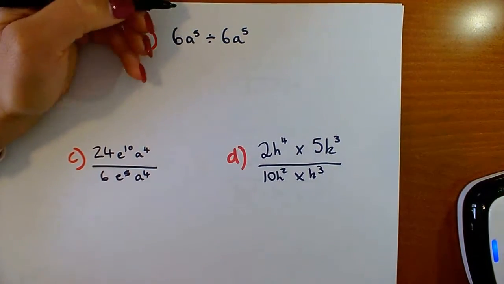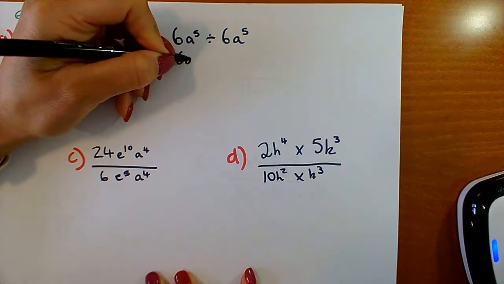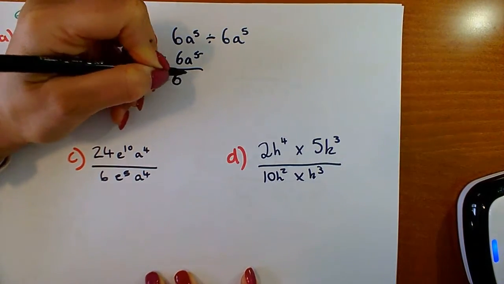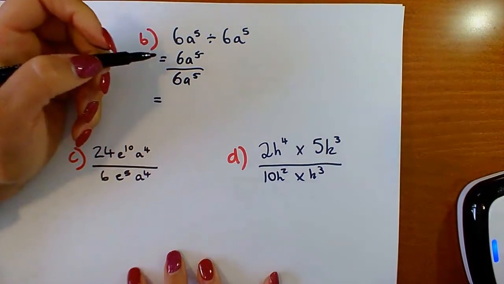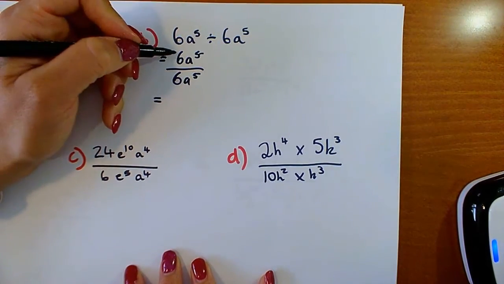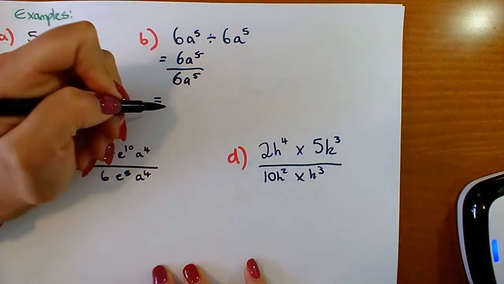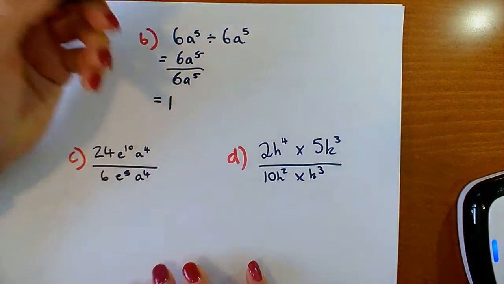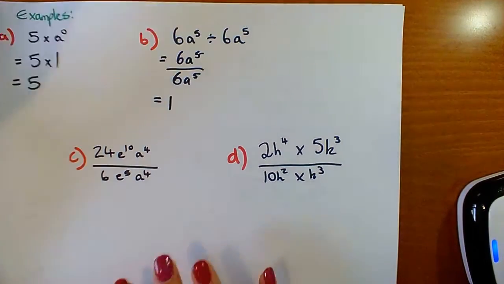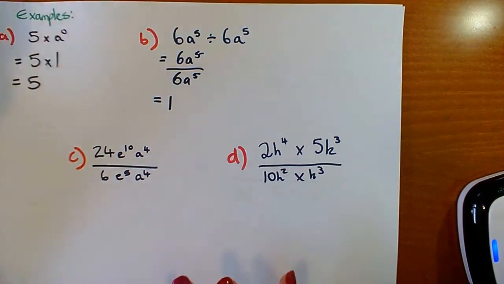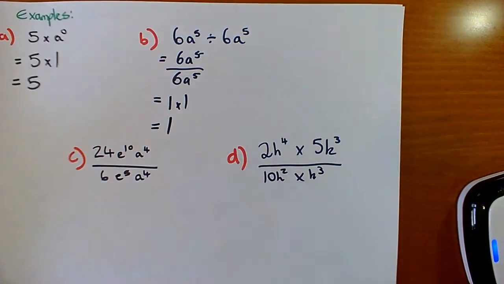Okay, have a look at B. It's always much better if you can align them like a fraction. Always put it into a fraction. So you have 6 divided by 6. You know anything divided by itself is just 1. And then that's the same thing. A to the power of 5 divided by a to the power of 5, dividing it by itself, that's just 1. So the whole thing is just 1.